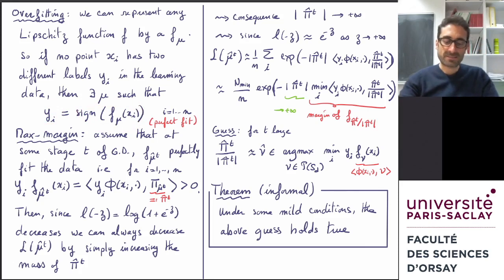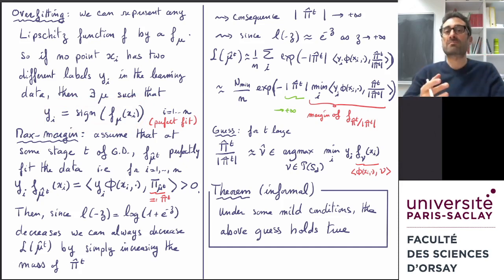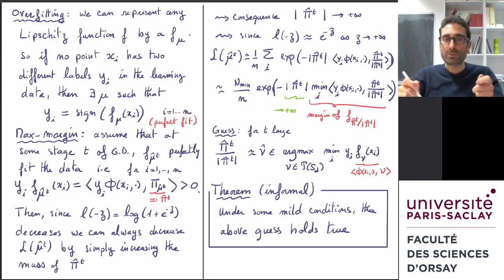It turns out that any Lipschitz function f can be represented by some f mu. So as long as no point x_i has two different labels, so as long as you don't have two different data points which have the same x but two different labels, then you will find a mu such that you can have a perfect classification. So interpolation is something very benign in this case. It is a very mild assumption to assume that it is possible. It simply means that you don't have two data points which have the same x but two different y.